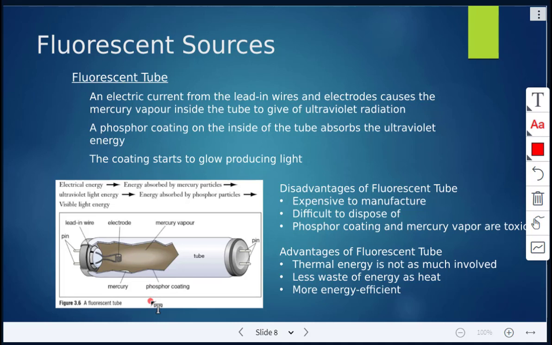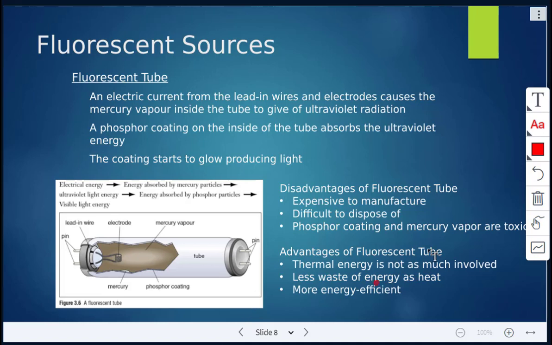So there are some disadvantages and advantages of using a fluorescent tube. Disadvantages are they're expensive to manufacture, they're difficult to dispose of, and that phosphor coating and that mercury vapor inside are toxic.